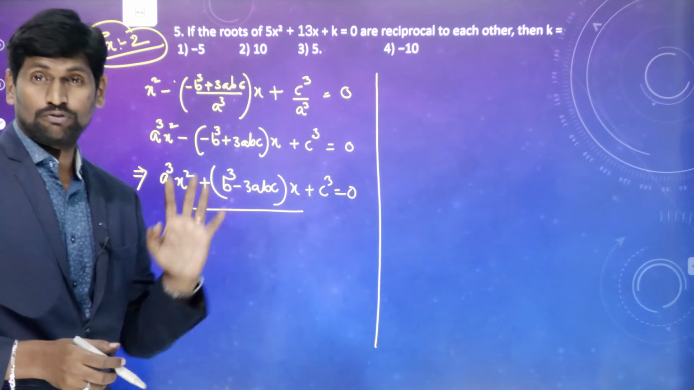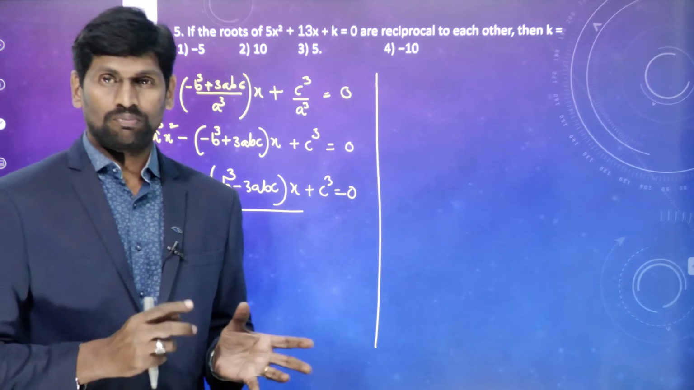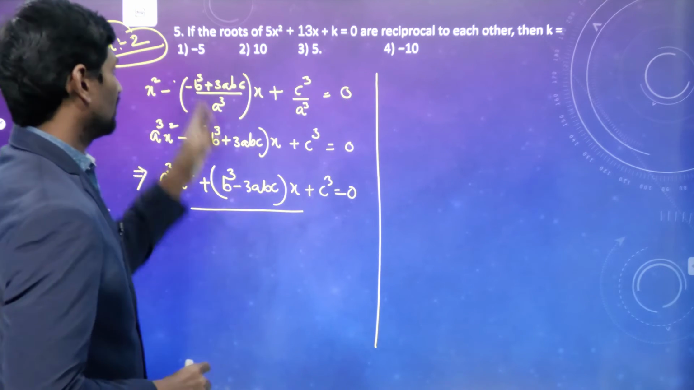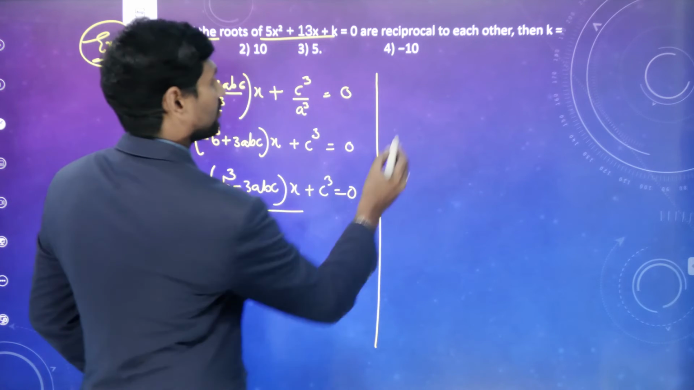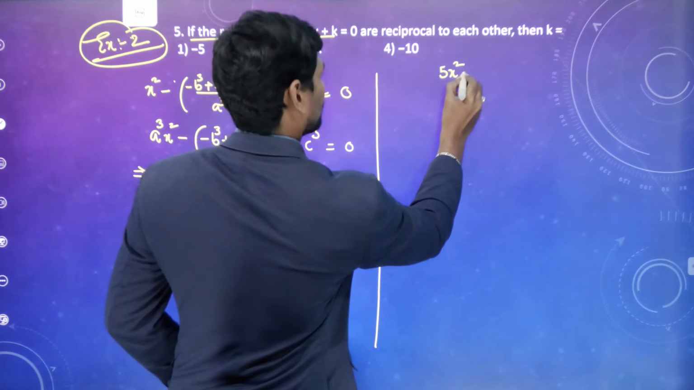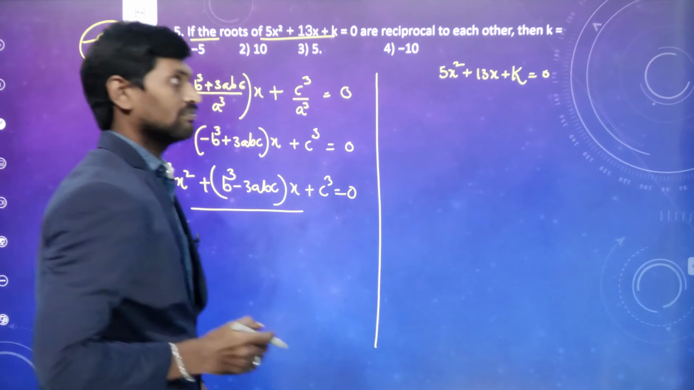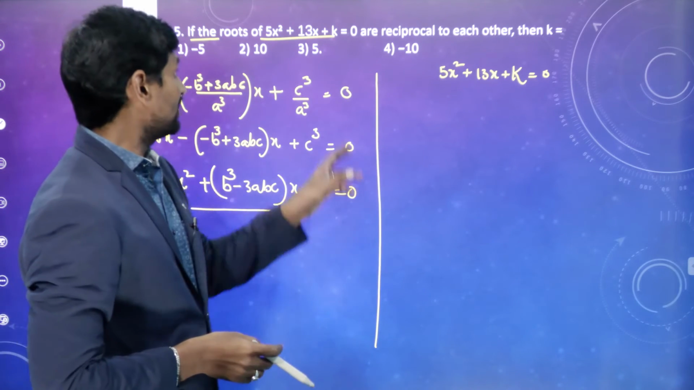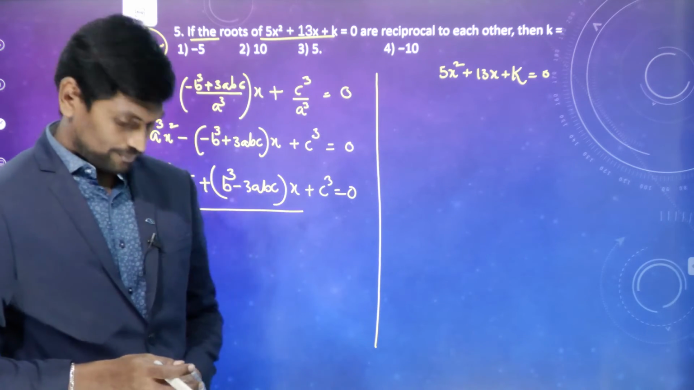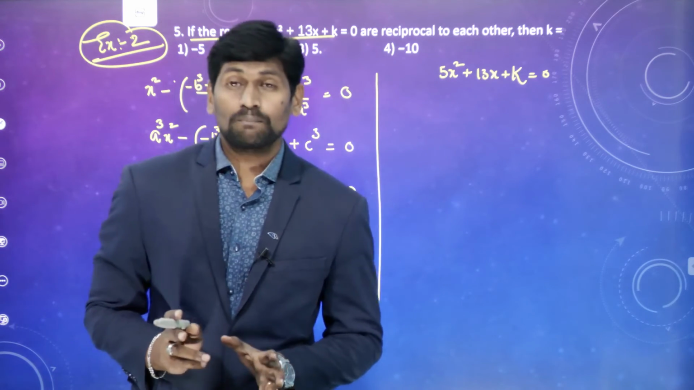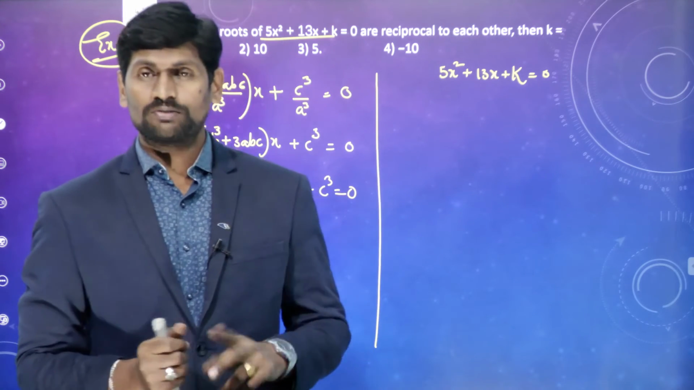We have already completed 4 problems by using the previous properties, right? Transformation of quadratic equations. Let us see this 5th question. If the roots of the quadratic equation 5x square plus 13x plus k equal to 0 are reciprocal to each other, then find the value of k. Reciprocal or multiplicative inverse, both are same.